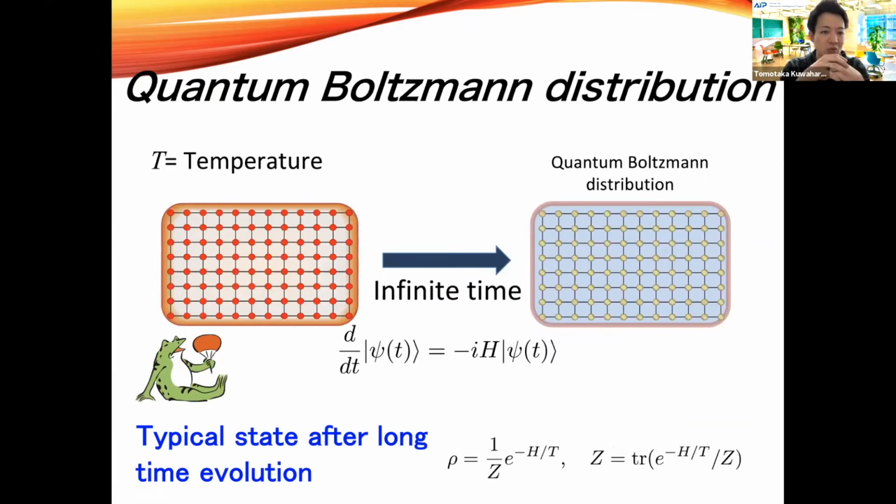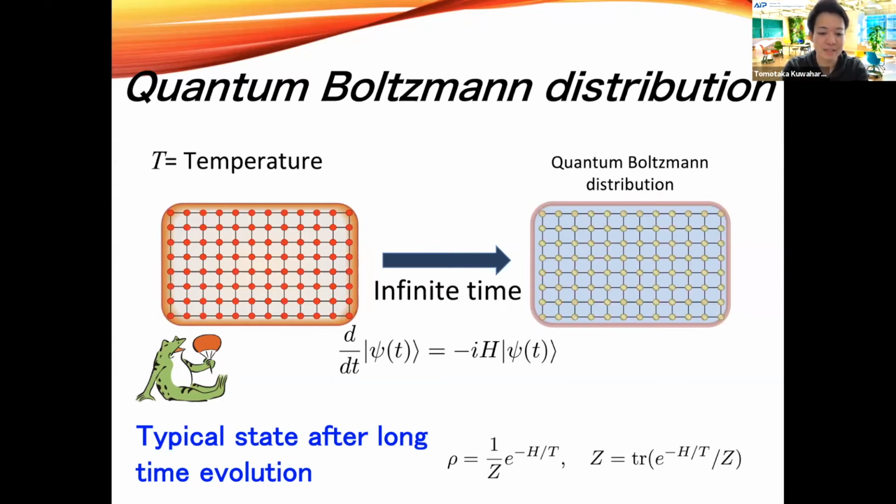I first show what the quantum Boltzmann distribution is. The quantum Boltzmann distribution is a typical quantum state after a long time evolution. When a quantum state is put in a room with temperature T, then after long time evolution by the Schrödinger equation, the quantum state reduces to the quantum Boltzmann distribution. It is mathematically described by this form, but I don't explain the details.